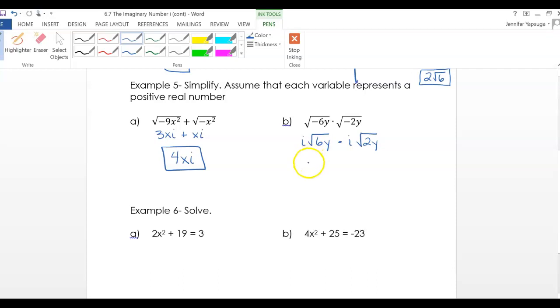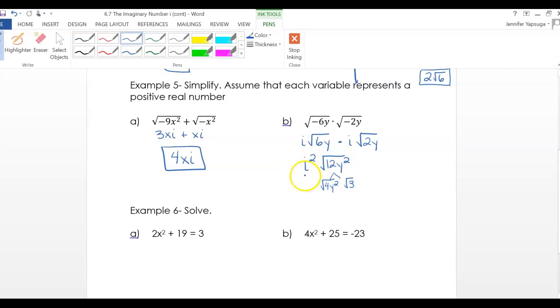So my i's and i's make an i squared. And then I have the square root of 12y squared. Okay, so now let's go ahead and break up our 12. We could say this is 4y squared, and then this could just be a 3, square root of 3.